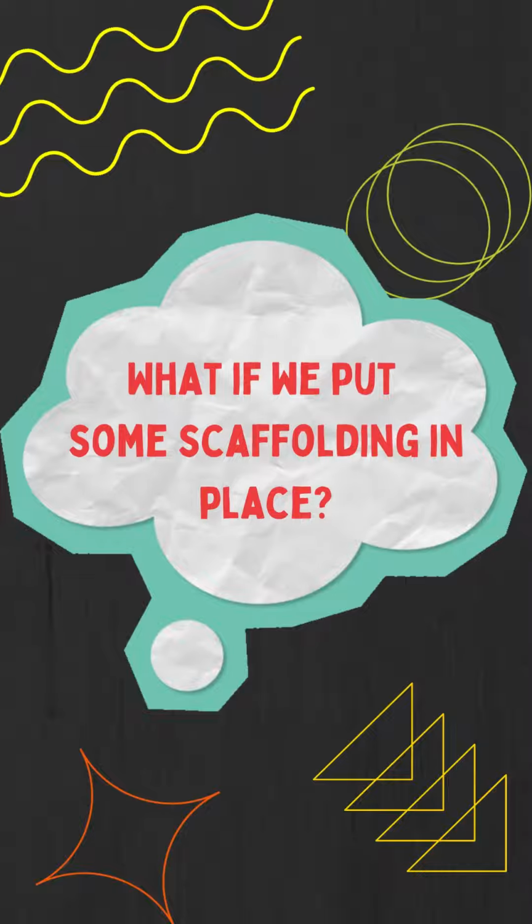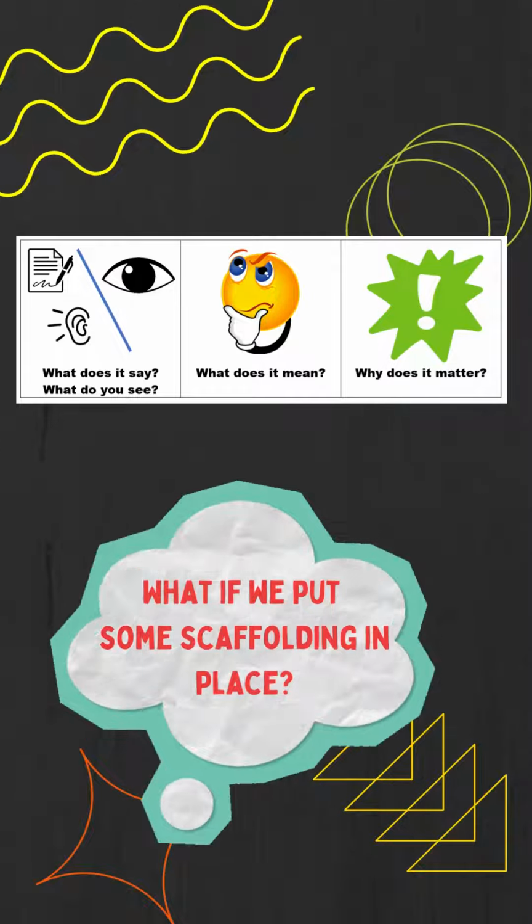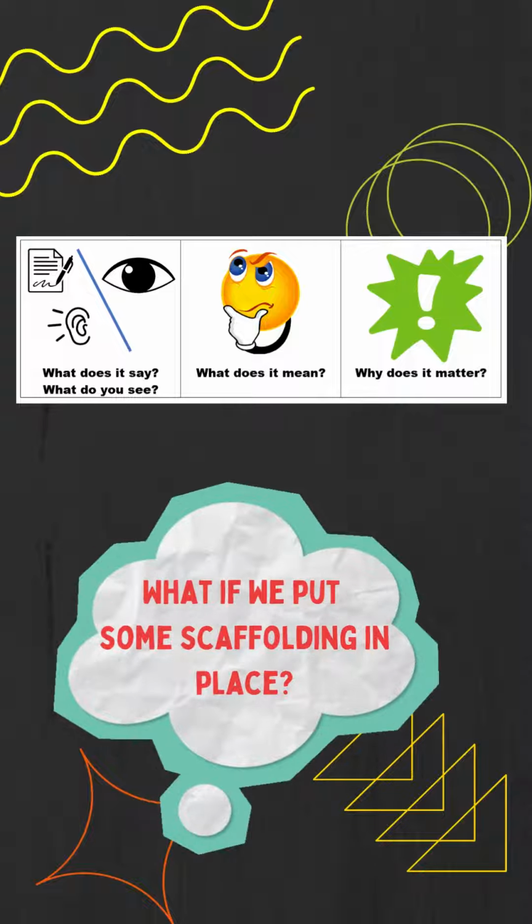What if we put some scaffolding in place? We know that scaffolding helps our students to be empowered and to be independent. So we see here at the top, there's just an example. What does it say? What do you see? What does it mean? And why does it matter to really help your students get the idea?